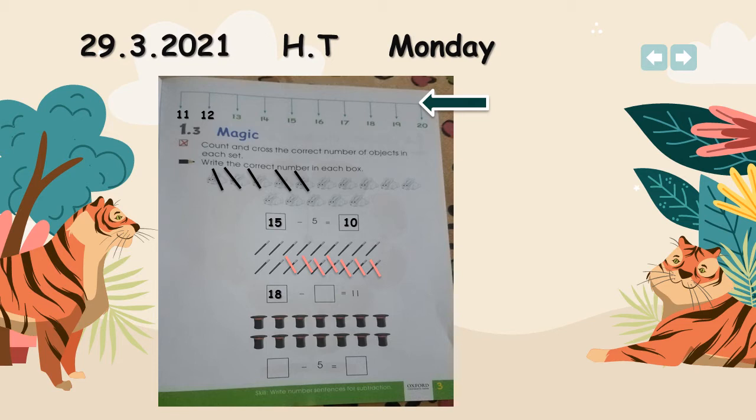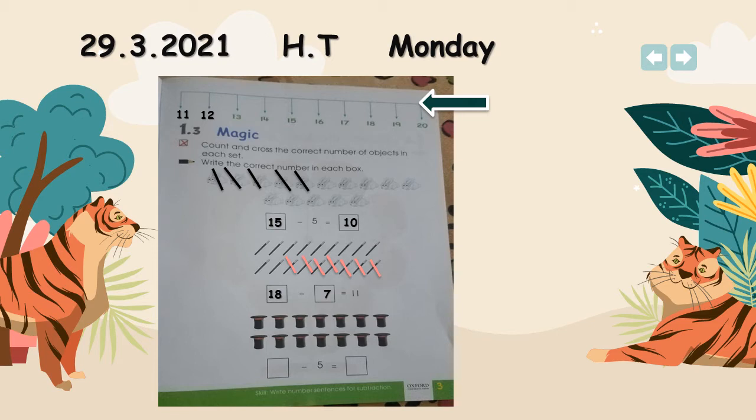So how many did I cross? Now I will count. 1, 2, 3, 4, 5, 6, 7. 7 crossed. Count the leftover. Are there 11? 1, 2, 3, 4, 5, 6, 7, 8, 9, 10, 11. So I did it correctly. Right here the number is 7. 18 minus 7 is equal to 11.